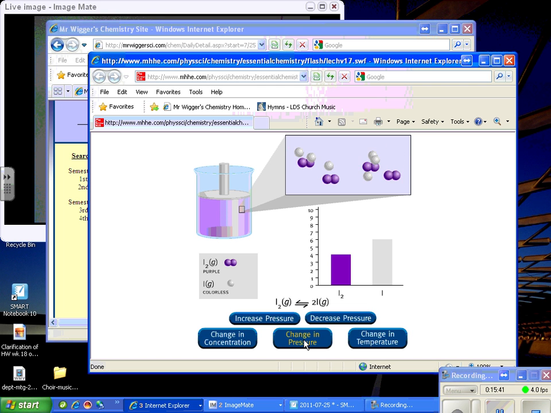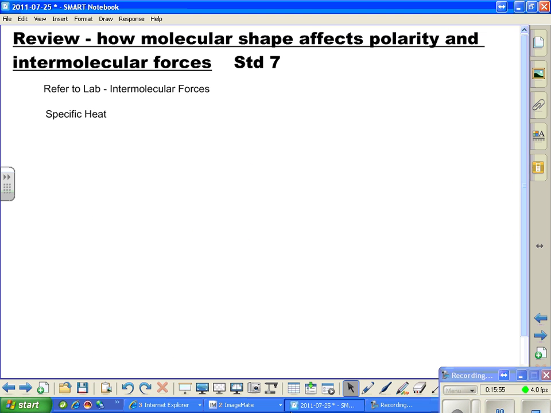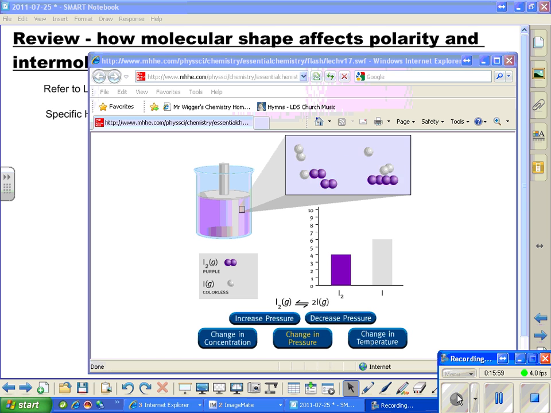Which side does he go to for less pressure? The left. Okay, when he goes to the left, what color is the guy on the left? Purple. What's going to happen to the color of the container that you're looking at over here? It's going to get darker. Indeed it will. Okay, let's go ahead and stress it.